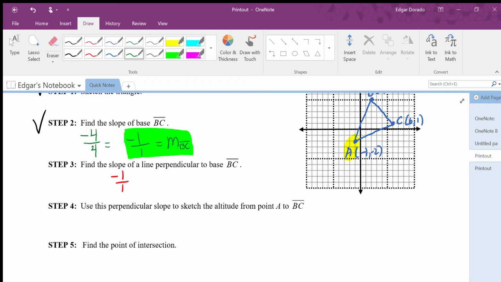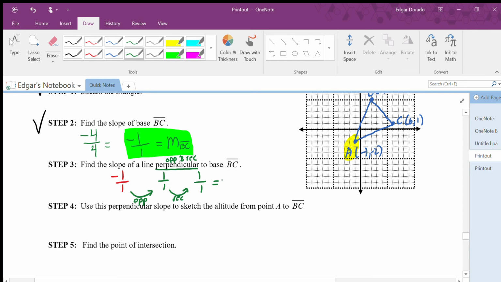But we know that if we want something perpendicular, we need what? We need something that's opposite and reciprocal. So let's do it. What is the opposite of -1 over 1? Meaning the opposite sign. Well, that's a +1 over 1. And then the reciprocal would be just a flip version of 1 over 1. Cool thing about this is they're both just 1s. So the reciprocal is just going to be 1 over 1.